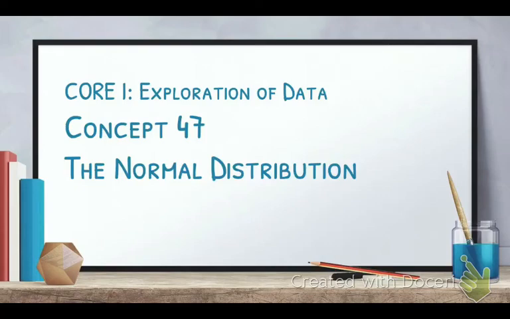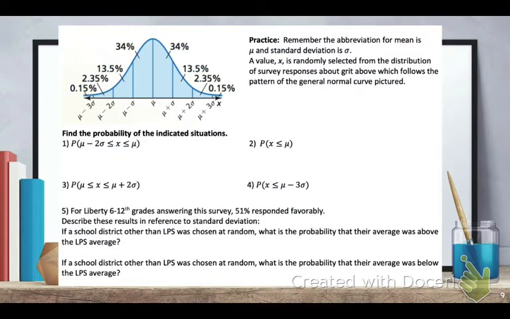We're going to continue with some practice problems looking at the normal curve. Look at these practice problems. Now, just a reminder, the abbreviation for mean is the Greek letter mu, and standard deviation is the Greek letter sigma. So a value x is randomly selected from a distribution of survey responses about grit. That was in our last example, which follows the pattern of the general normal curve, which I have pictured over here to your left.